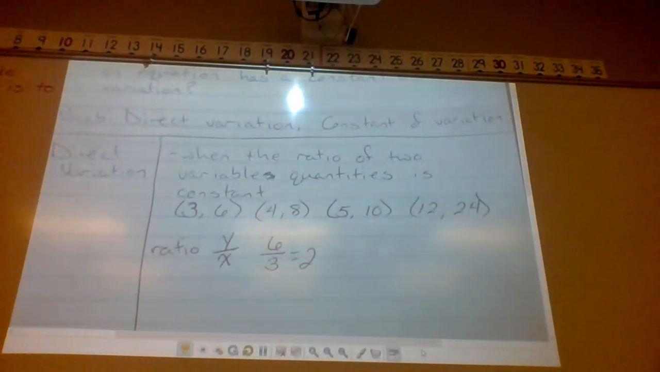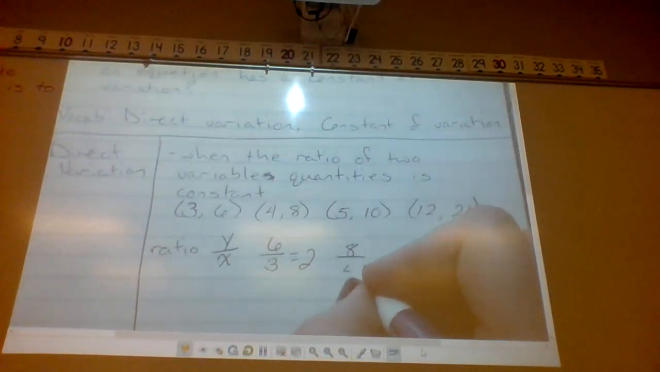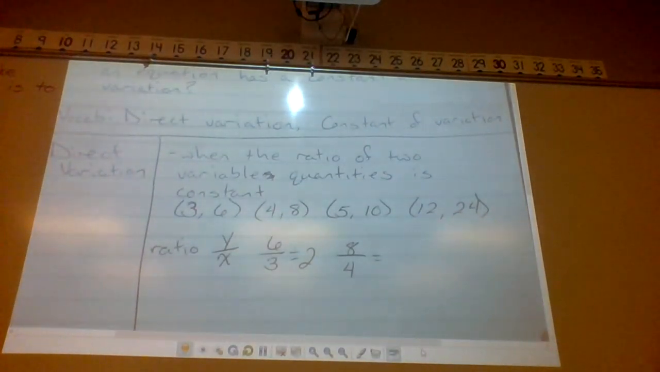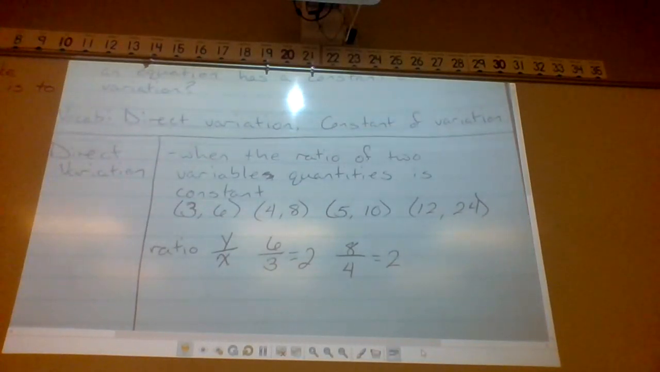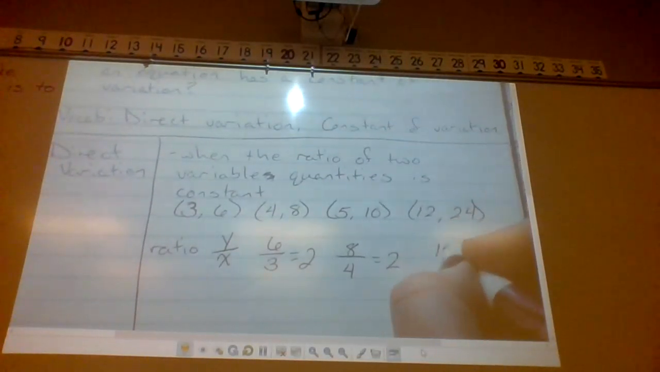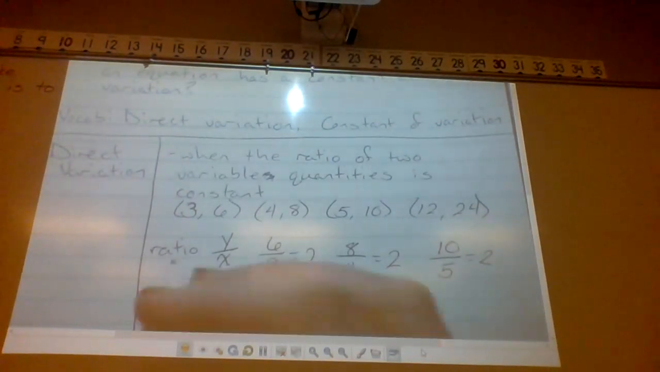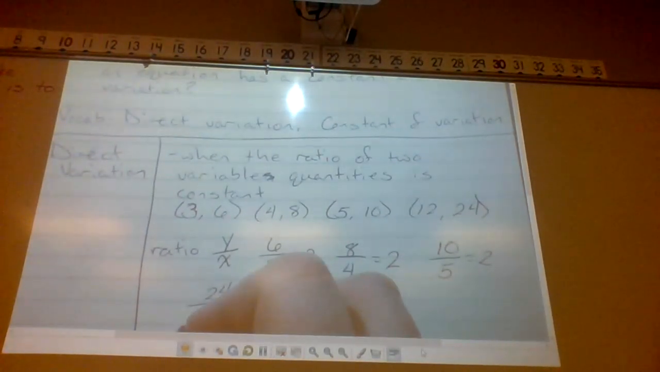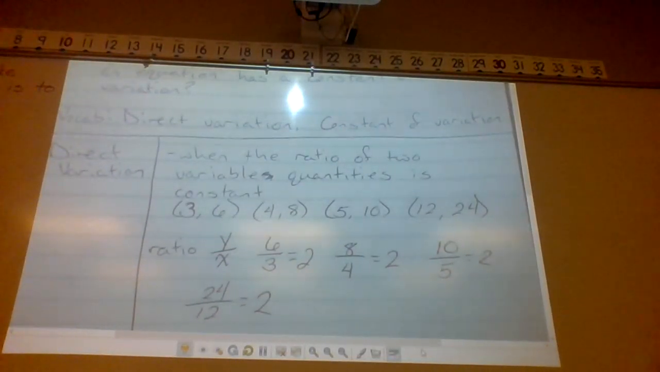Look at the second one. What's the Y? 8 over what? 4. Make sure you're paying attention. What does 8 over 4 make? 2. What about the next one? 10 over 5 is? 2. What about the last one? 24 over 12 is? 2. What can you tell me about all those ratios?